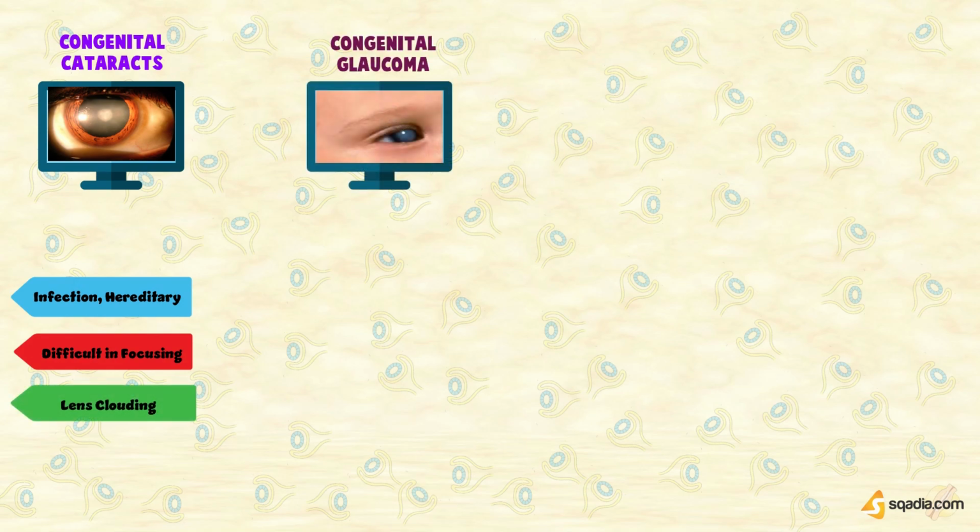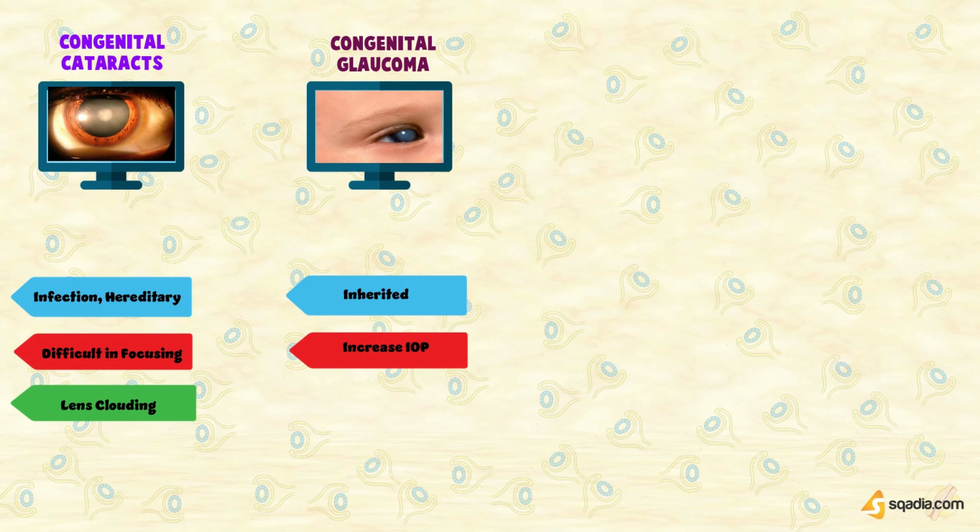Next is congenital glaucoma. Congenital glaucoma is generally inherited and caused by an increase in intraocular pressure through excess fluid. It presents as watering of the eye with dilated pupils, irritability, and the cornea may be hazy. Treatments are aimed at decreasing the pressure through increasing the drainage of fluid from the eye or decreasing fluid production.